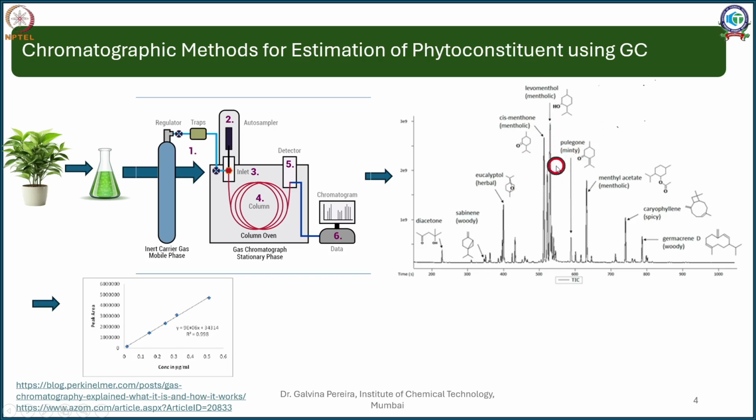So all of these volatiles are then separated based on their boiling point, based on their affinity. Usually the low boiling compounds come out first, whereas the high boiling, less volatile compounds come out in the end for a gas chromatography.